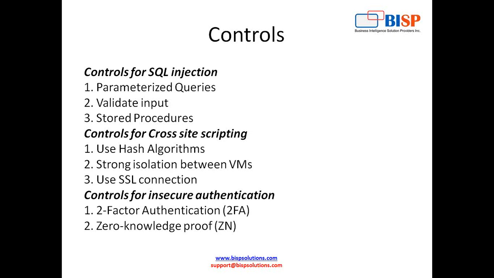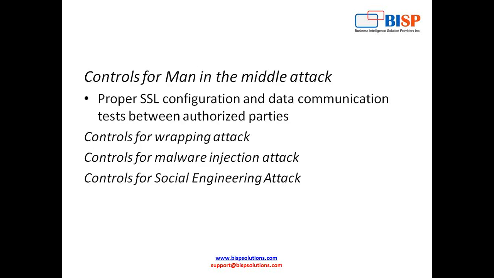And for the malware injection, we can use FAT system architecture. In that way the malware cannot be injected into the system. And for social engineering, it is strongly suggested that user credentials and passwords shouldn't be shared on any of the social networking sites. So these are the controls for account or service traffic hijacking.